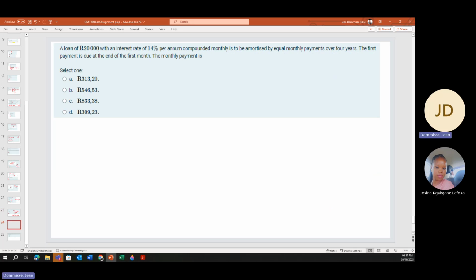A loan of 20,000 with an interest rate of 14% per annum compounded monthly is to be amortized by equal monthly payments. The first payment is due at the end of each month. What is the monthly payment? Okay, so the monthly payment is at least easy to get with a calculator. It's the amortization that is more difficult.